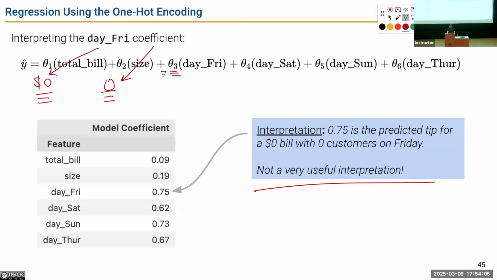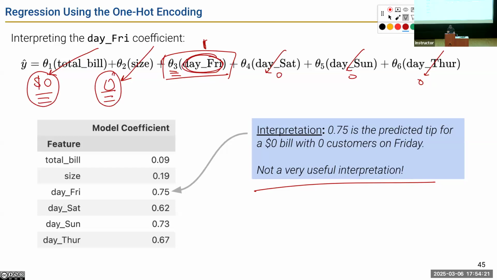Okay, we want to keep this coefficient. How could I keep this coefficient? Well, I would want to make day Friday 1. I wanted it to be Friday. And if it's Friday, it cannot be Saturday, Sunday, or Thursday. And so now, if I have a $0 bill with nobody in my party, and it's Friday, my prediction is theta 3.